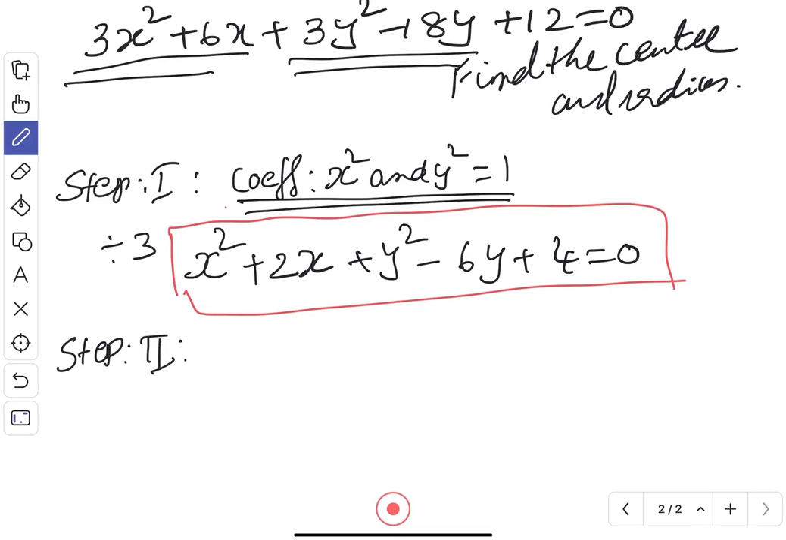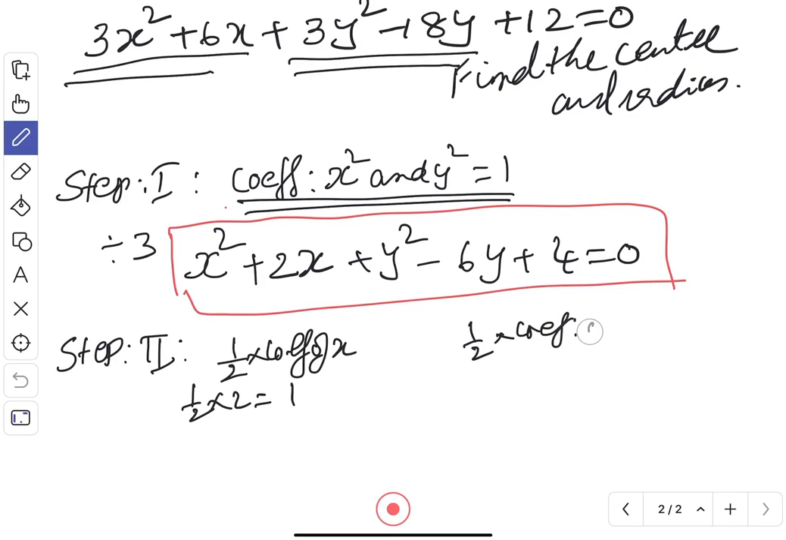I take half of the coefficient of x. Not x squared, the coefficient of x. That is half of 2, which is equal to 1. Here also, half of the coefficient of y, which is half of negative 6, which is equal to negative 3. So in step number 2, I got 1 for x and negative 3 for y.